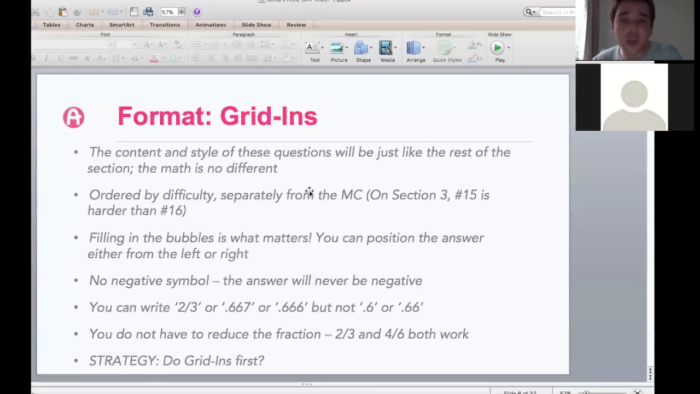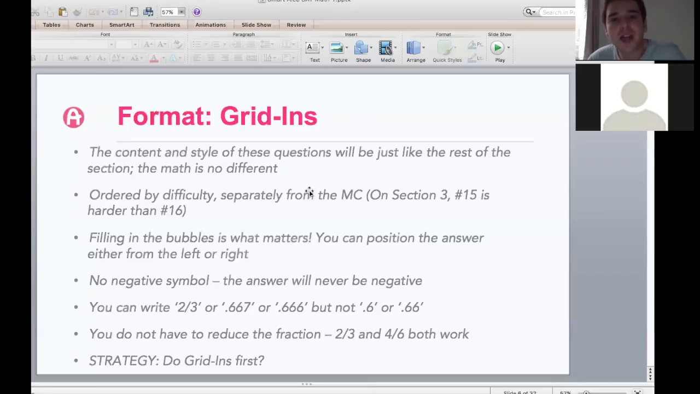When it comes to fractions, you don't have to reduce. I think that it's wise to always just get things into simplest form, because they're always going to put their answers in simplest form. But if you put 2/3 or if you put 4/6, they'll also be correct.